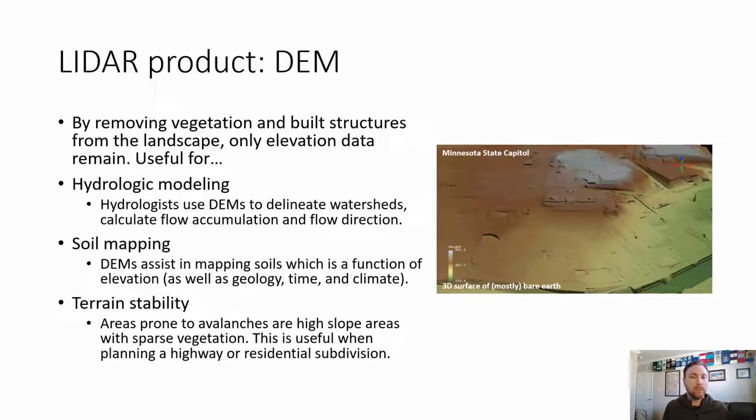And finally, terrain stability. So areas prone to avalanches are high slope areas with sparse vegetation. This is useful in planning a highway or residential subdivision. So if an angle is too steep to be safe, essentially we can reinforce a cliffside or a hillside or what have you, and we can use DEMs to determine which areas are perhaps too steep of an angle based off of maybe combining it with the soil mapping, finding out what's porous soil versus nonporous soil and where the risks of landslide or avalanche might be greatest.